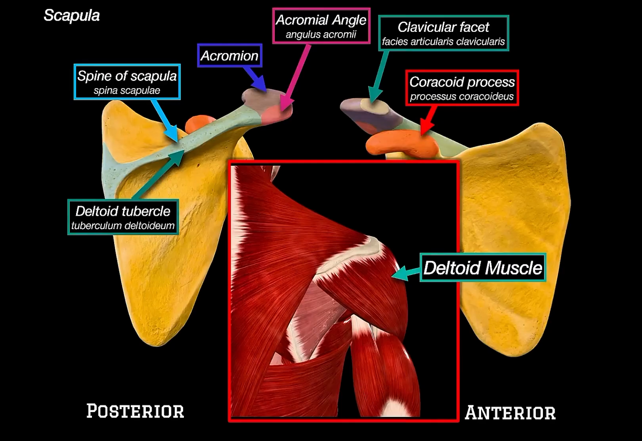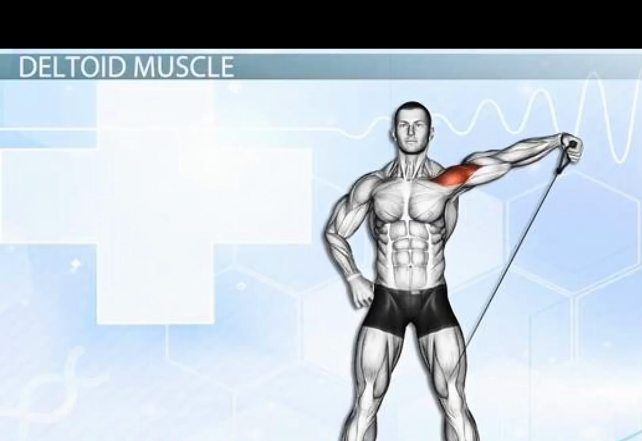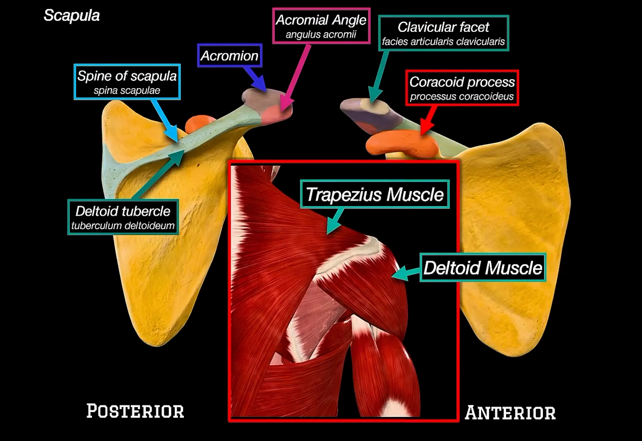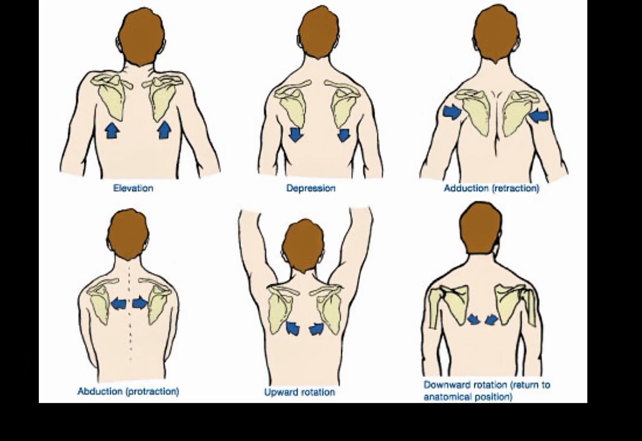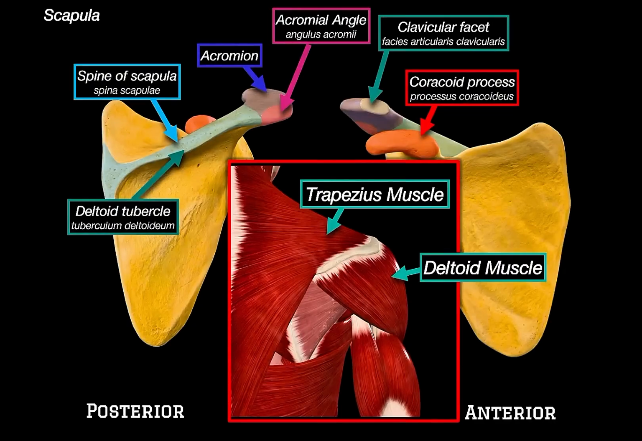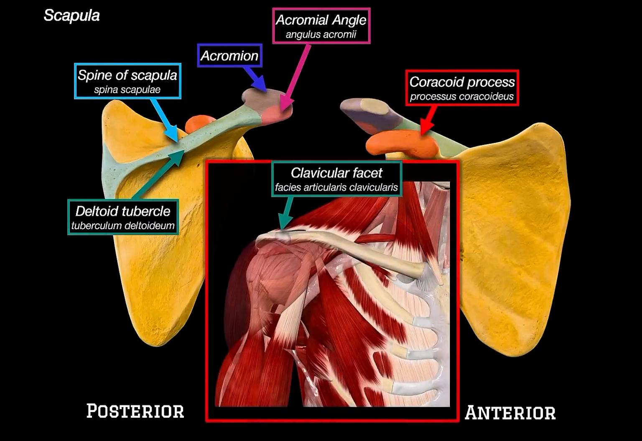Deltoid and trapezius muscles. If we add the surrounding muscles, the anatomy becomes even clearer. The deltoid muscle, which gives the shoulder its rounded appearance, originates from the clavicle, acromion, and the spine of the scapula. It inserts onto the deltoid tuberosity of the humerus and its main function is abduction of the arm, meaning lifting the arm away from the body. Another large muscle attached here is the trapezius. This superficial back muscle also connects to the acromion and spine of the scapula. It plays an important role in elevating, retracting, and rotating the scapula. Together, the trapezius and deltoid shape the contour of the shoulder.